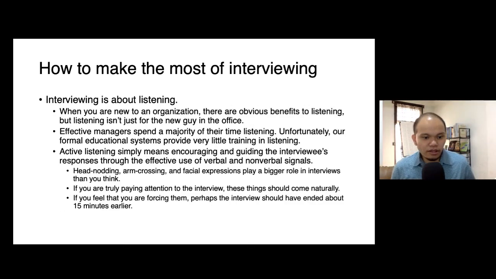Now, interviewing is also about good listening. As we said earlier, it's about active listening. When you're new to an organization, there are obvious benefits to listening. But listening isn't just for the new guy in the office. Even if you're quite experienced, it is still expected of you that you know how to listen. Effective managers spend the majority of their time listening. Unfortunately, our formal educational systems provide little training in listening.